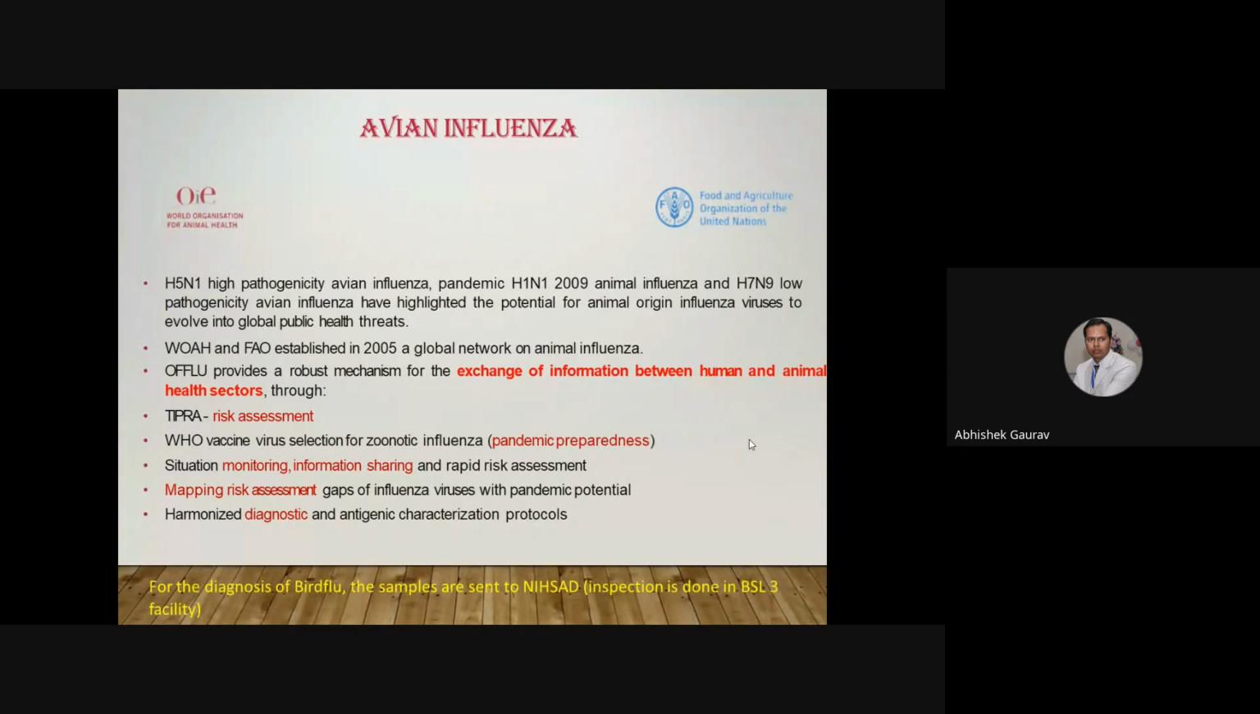So what I want to say is that the disease in humans can be prevented only by the proper diagnosis in the birds. When we see that there is mass mortality or the symptoms are seen in the birds, only then can we take the necessary steps to prevent the epidemic or pandemic of bird flu in humans. So proper risk assessment, proper exchange of information between the human and the animal sectors, risk mapping, and pandemic preparedness. These are required things to prevent this outbreak of bird flu.